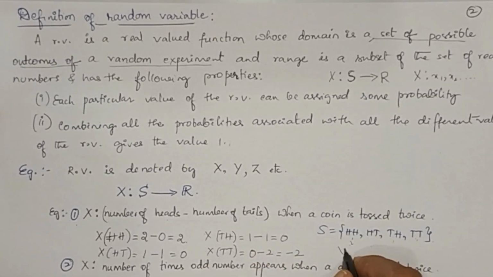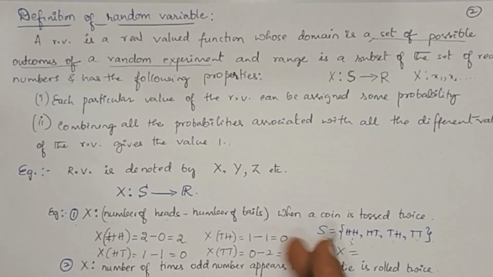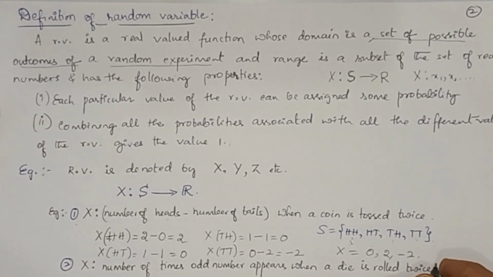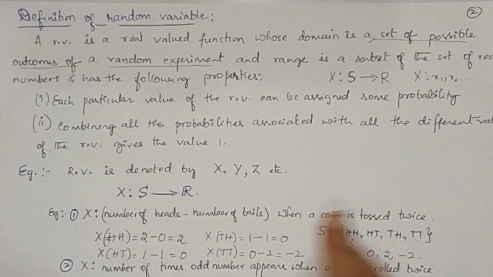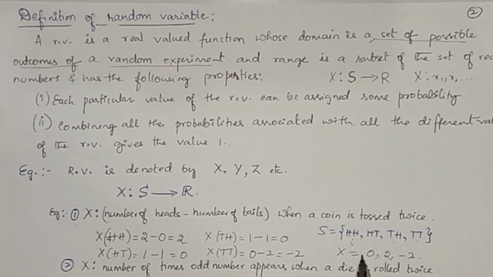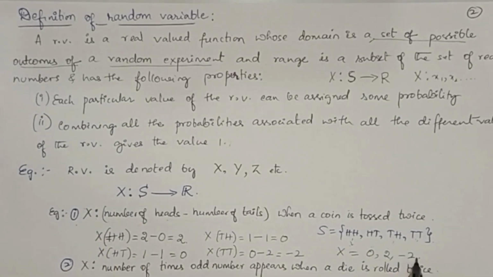Therefore, finally, what are the values this random variable takes? 0, 2, minus 2. It need not always take positive values. It's a real number, so it takes negative values as well as positive values. So this is how we get the values of this random variable. The name of the random variable is X and its values are 0, 2, minus 2.